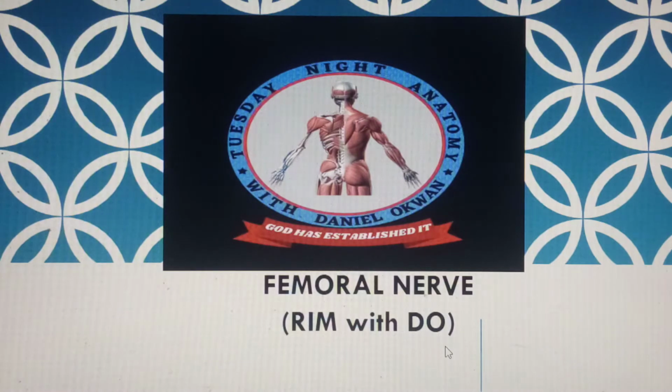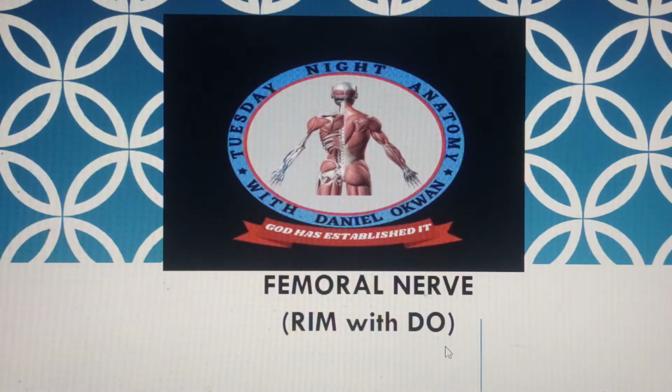Today's section, I'll quickly run with you the femoral nerve. Now get to know that the femoral nerve, as far as the lumbar plexus is concerned, emerges from the ventral rami of L2 to L4, but precisely coming from the posterior division of the ventral primary rami of the spinal nerve segment in the lumbar region.